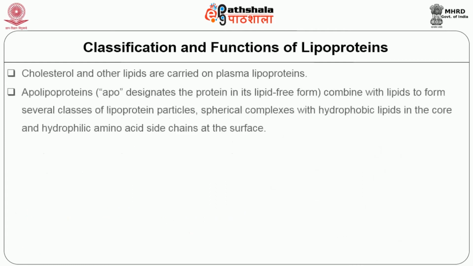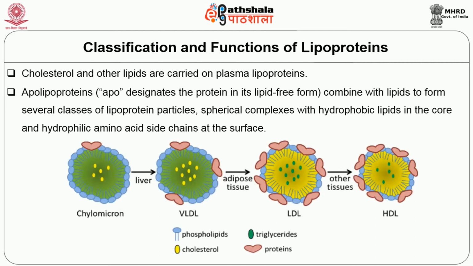The lipoproteins are very essential for absorption and digestion of lipids. Let us see quickly the classification and functions of lipoprotein. Cholesterol and other lipids are carried on plasma lipoproteins. Apolipoprotein, designated protein in its lipid-free form, combines with the lipids to form the several classes. So before combining with the lipid, it is an apoprotein. When it combines with the lipid part, it becomes an apolipoprotein.